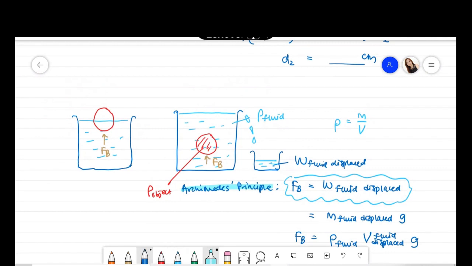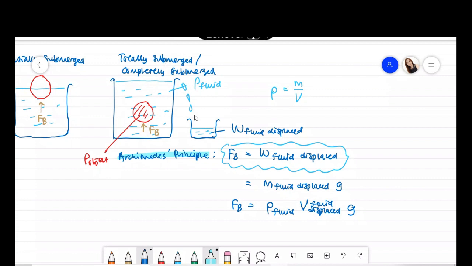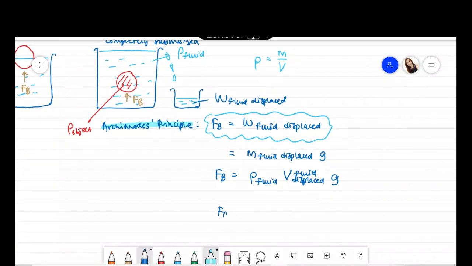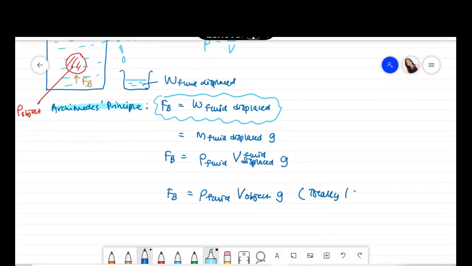This condition we call totally submerged. This one is called partially submerged. Totally submerged is sometimes also called completely submerged. For a completely submerged object, the volume of the fluid displaced is equal to the volume of the object. So for completely submerged, Fb is equal to rho of the fluid multiplied with the volume of the object multiplied with g. This is only true for a totally or completely submerged object.